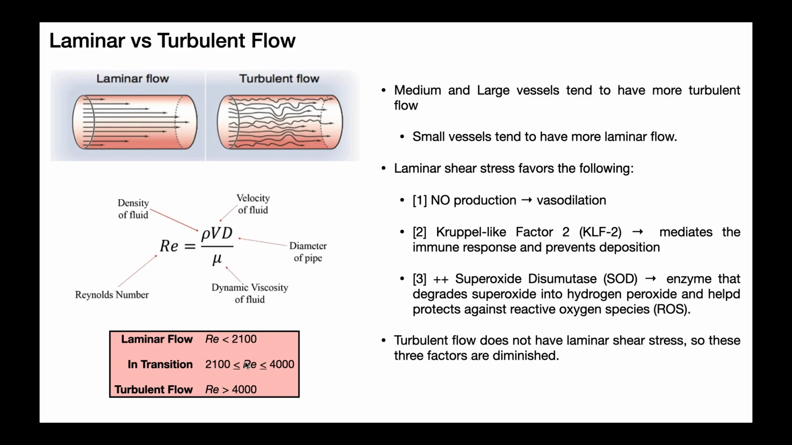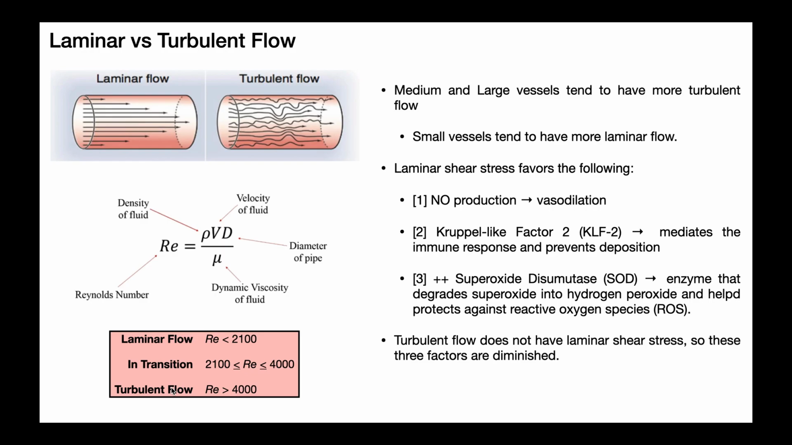If it's between 2100 and 4000, then it's somewhere between laminar flow and turbulent flow, so it's in transition. And then if Reynolds number is greater than 4000, it's turbulent flow. And what I want you to notice here is in the numerator, the diameter. If the diameter of a vessel's larger, it's a larger vessel, right? And so if you increase the diameter, you increase Reynolds number. And increasing Reynolds number tends to mean more turbulent flow.